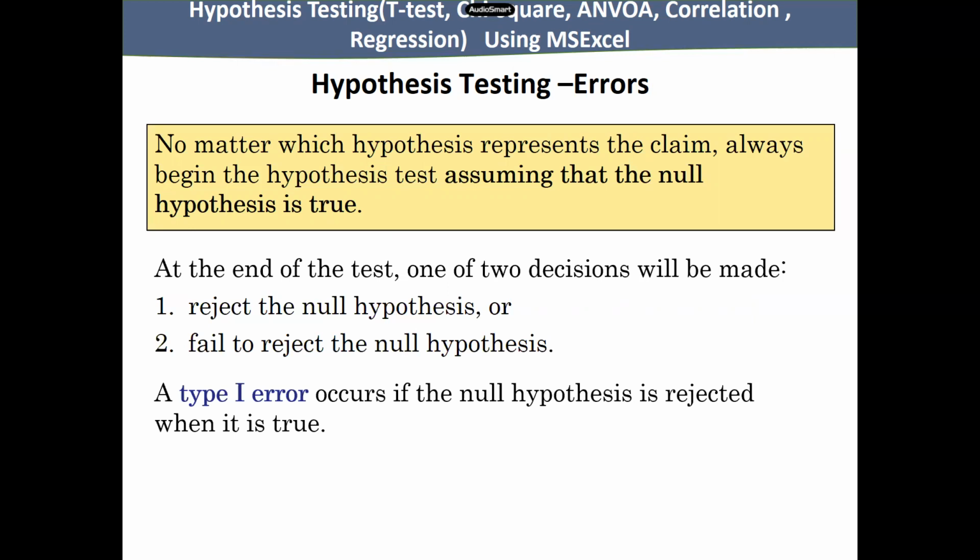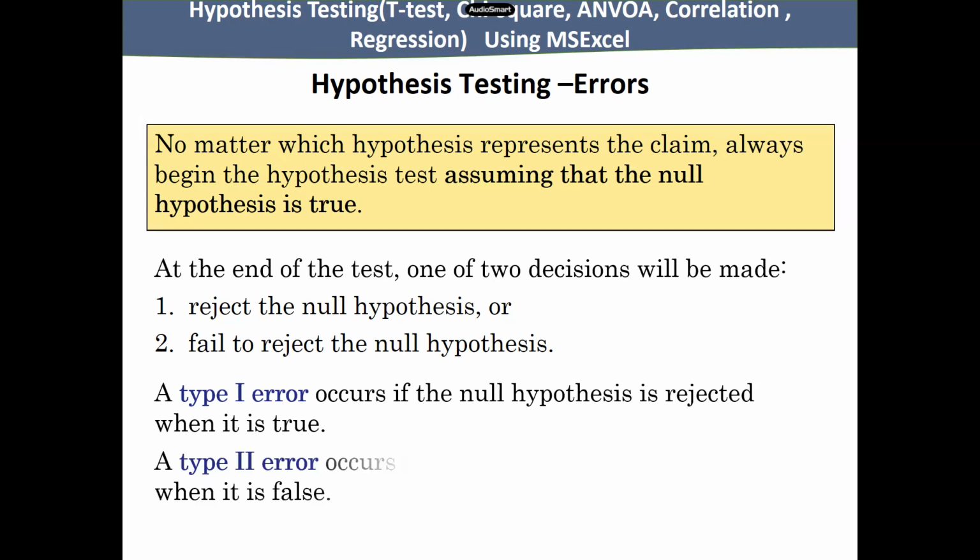Assume that you are a pastor. Assume that you are a thief. You understand? That's the assumption that has to be made. Now, this is very important. At the end of the test, one of two decisions will be made: reject the null hypothesis or fail to reject the null. Fail to reject. You didn't see accept here. There was no accept. Have you seen it? Reject the null hypothesis or fail to reject the null hypothesis. Does it make sense? It does.